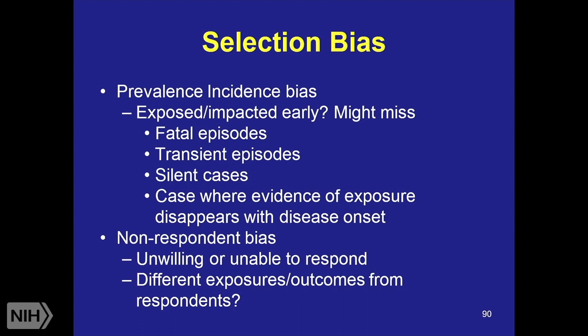Non-respondent bias. People were unwilling or unable to respond to your survey. You don't know about them. And what you also don't know is if you would have had different exposures and outcomes in the people who were responders and non-responders.